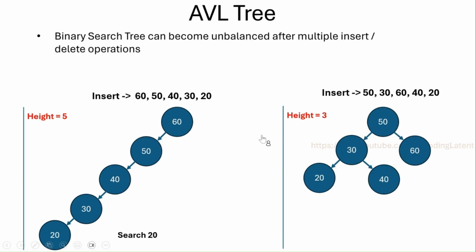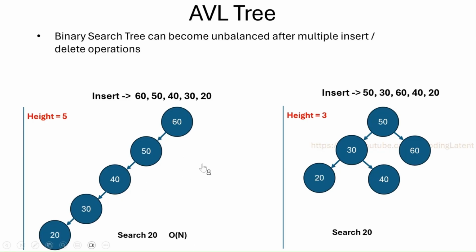Now, if you want to search for 20 in the first tree, we'll have to go till the end of the tree and only then will we find 20. So in the worst case, the time complexity in such cases, where the tree structure is like this, is O of n. N is the number of nodes in the tree.